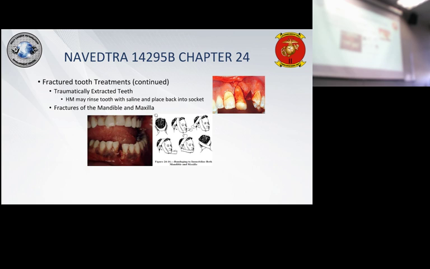Alright, so avulsed teeth. All the corpsman's going to do, you're going to rinse the tooth with saline and place it back in the socket. And you've seen these before, right? The wraps around the head. Next. Cool. Last one for the corpsman, right? Swing back.